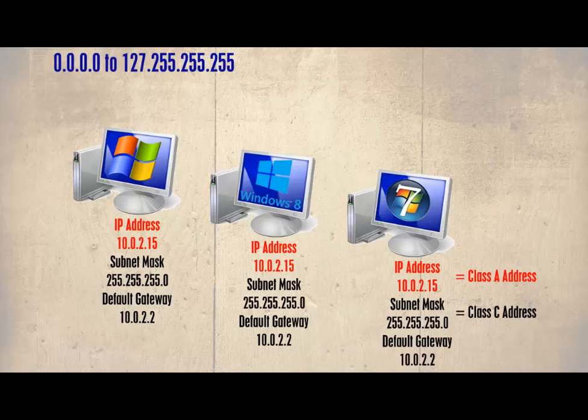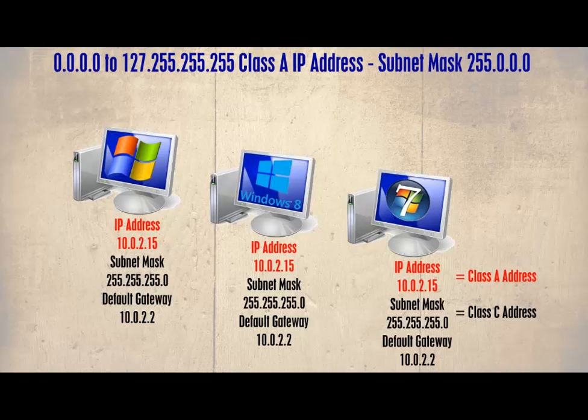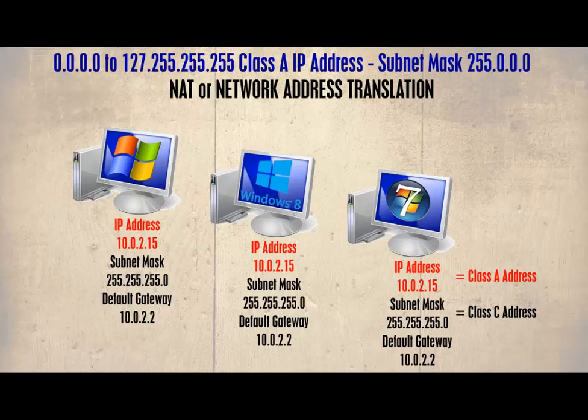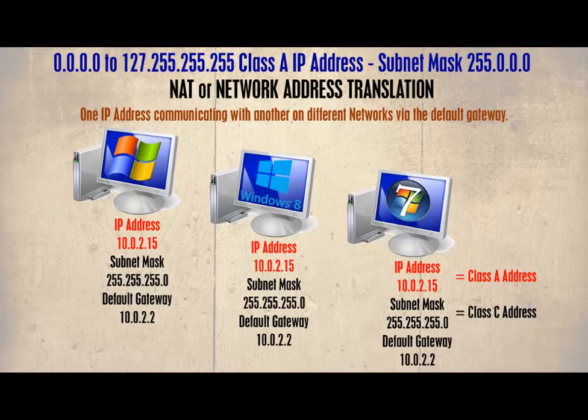since it falls within the range of 0.0.0.0 to 127.255.255.255, which should have a subnet mask of 255.0.0.0. This is because of VirtualBox and how it is initially configured. It is using NAT, or Network Address Translation. This is the process of one IP address communicating with another on a different network via the default gateway. This is explained more in depth in the advanced diploma.